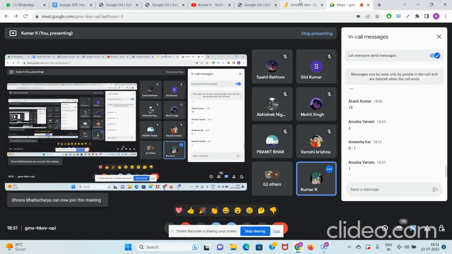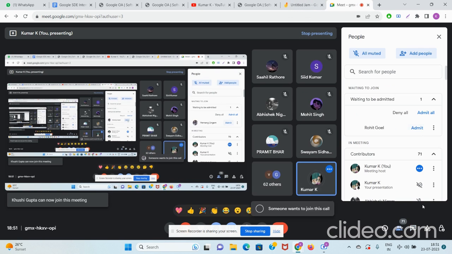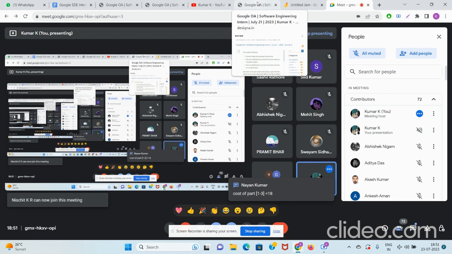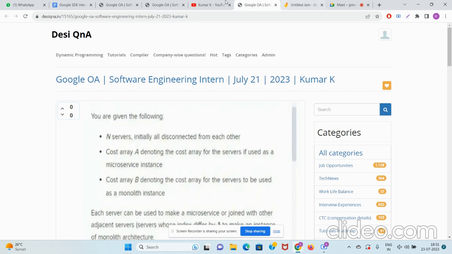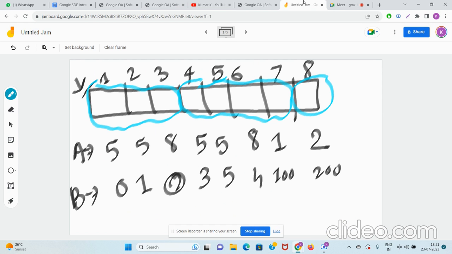Everyone start saying what will be the cost of the part from 1 to 3 and be quick about it. Be quick, be quick. Cost of part from 1 to 3 is 18. Love you people, love you. Smart, intelligent students have already answered.